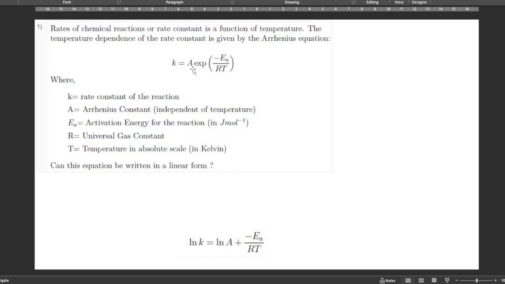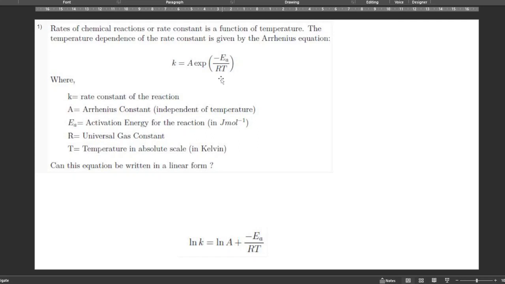Here A is a constant, the Arrhenius constant. E suffix A is the activation energy for the reaction. R is the universal gas constant. T is the temperature on the absolute scale, which means in Kelvin. So they're asking whether this equation can be written in linear form.